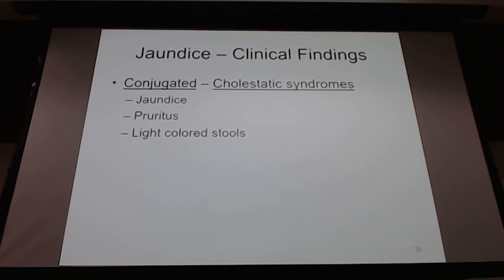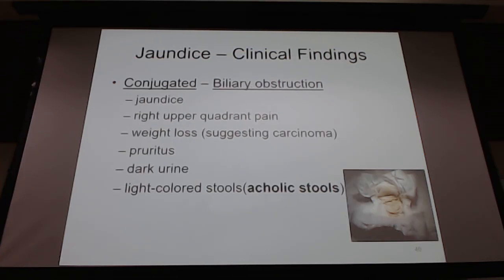We talked about that. So jaundice. They're also going to complain of itching. So they are super jaundiced and they have this underlying pruritus, that is just a medical term for itching, and then light colored stools. Now I want you to pay attention to this one, and this one's going to be a little bit more important. If it's conjugated biliary obstruction: jaundice, right upper quadrant pain, weight loss, pruritus. They're going to have dark urine, but the stool is going to be lighter in nature. Why?